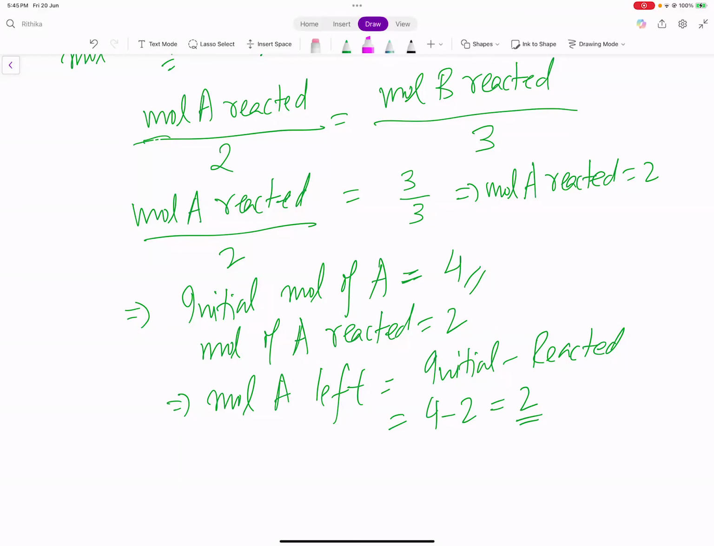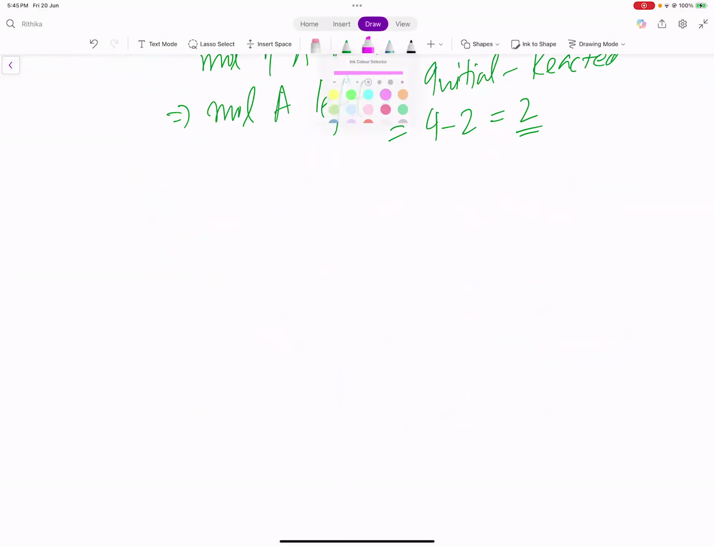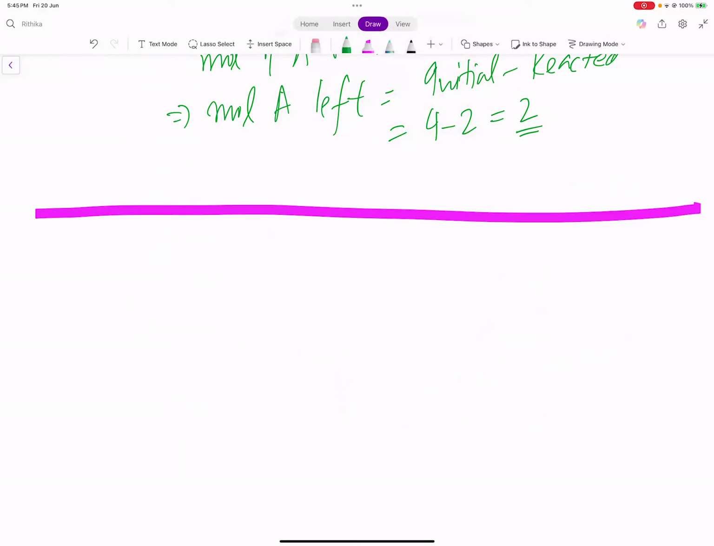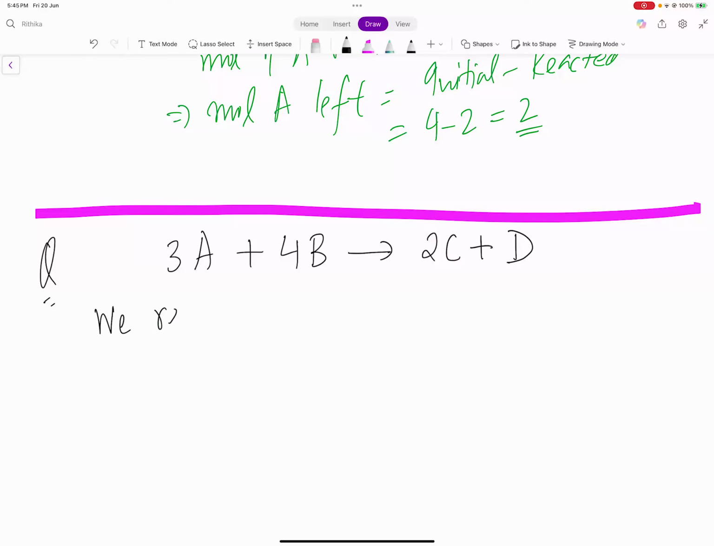Okay. So now let me give you this question. 3A plus 4B gives 2C plus D. We react 6 mole A with 9 mole B. Okay, 6 mole A with 10 mole B.